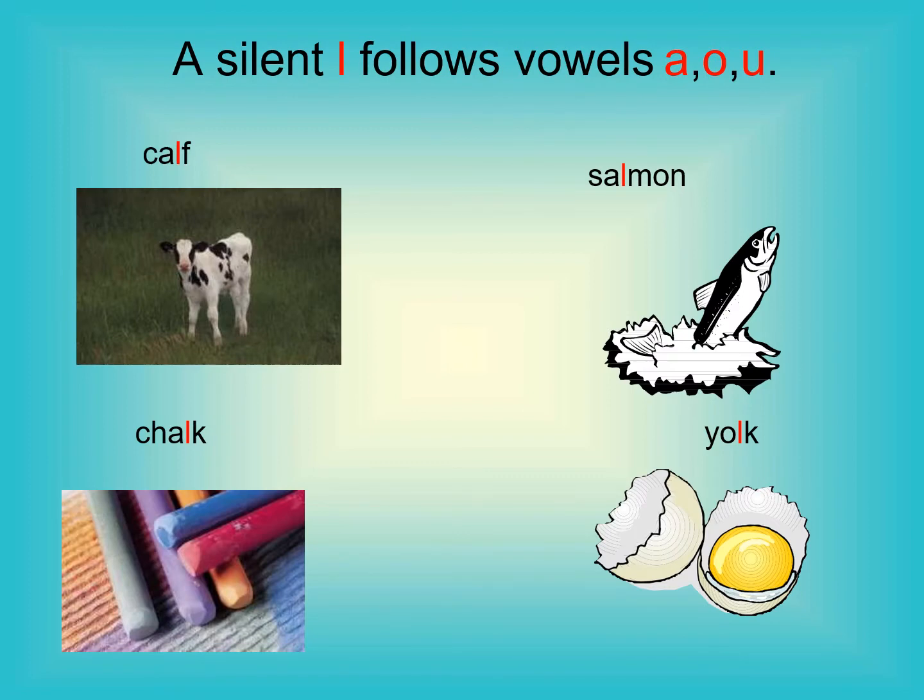Now here are a few examples of the silent L that follow the vowels A, O, and U. And the examples are calf, salmon, chalk, and yolk.